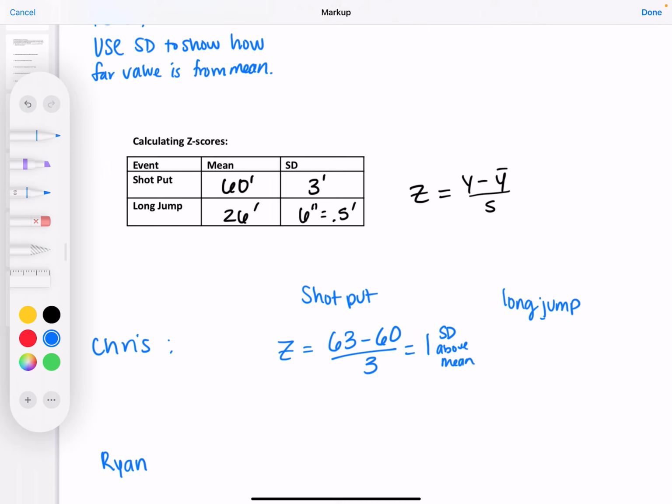Let's go ahead and do his long jump. So what goes in that one? 27 feet and 3 inches. So 27.25. And then 26 minus 26. And because we're dealing with feet, that's why we needed to convert from 6 inches to 0.5 feet.